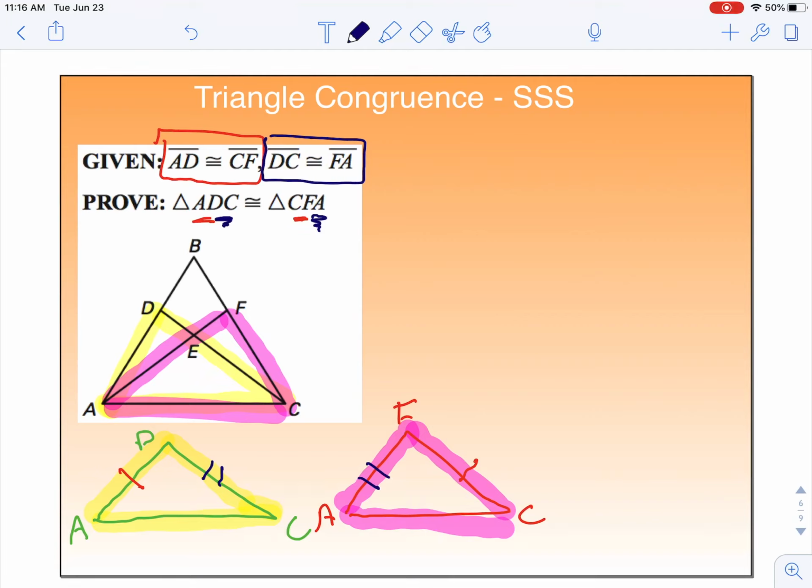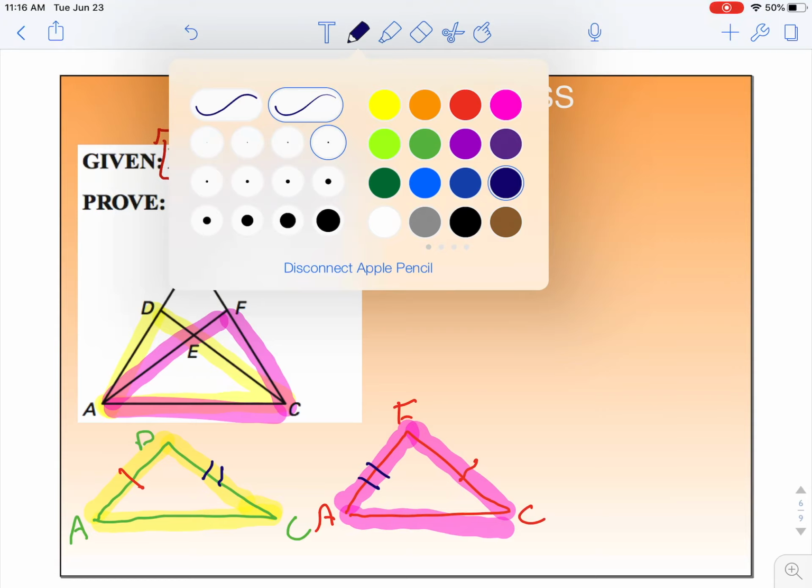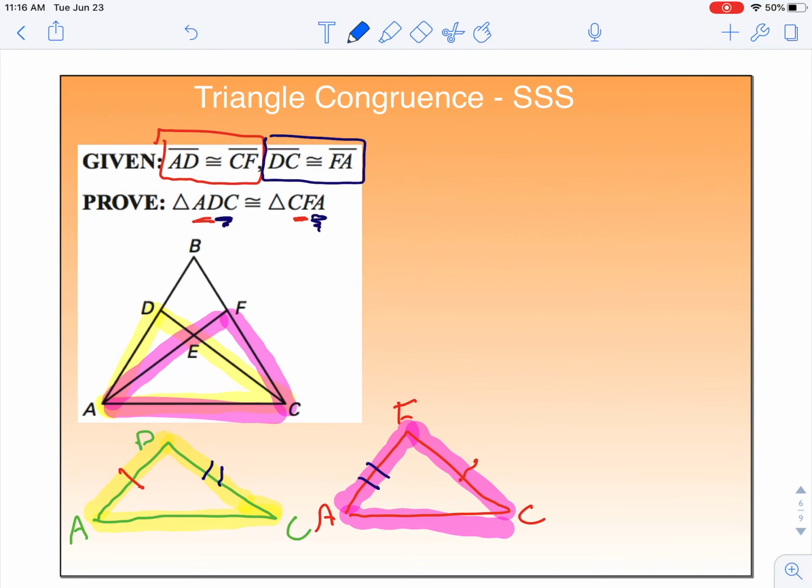All right, so we have 2 sides that are congruent. Is the third side congruent? Because we still need to check to see if AC is going to be congruent to CA. So AC and CA are this bottom segment right here. And it's the exact same in each triangle, so they have to be congruent because it's the same segment. So yes, these triangles are congruent by side, side, side.